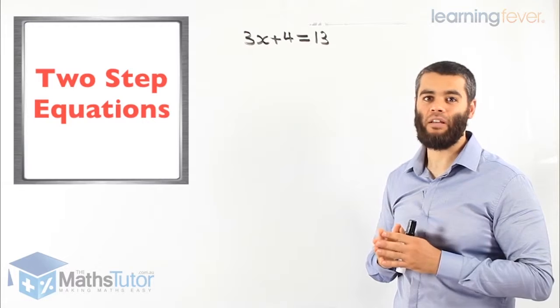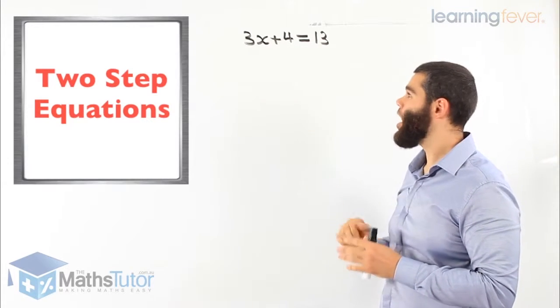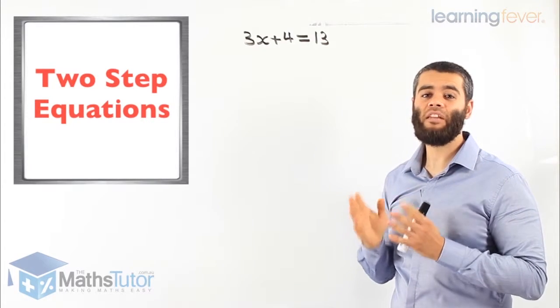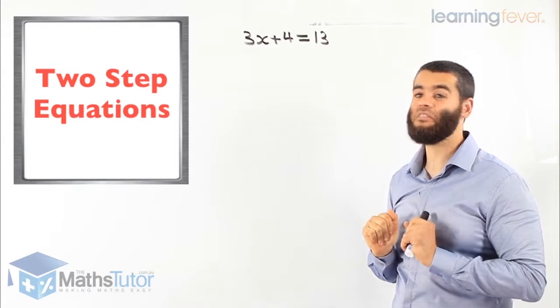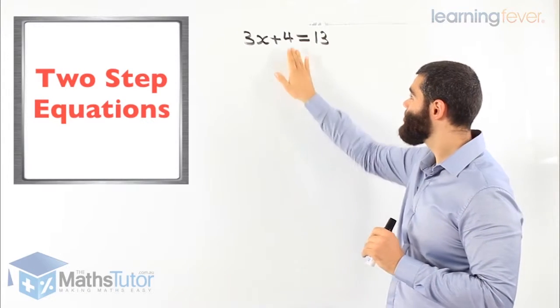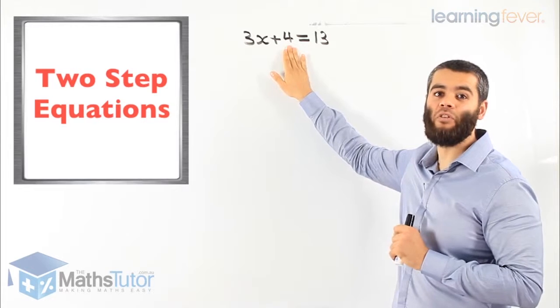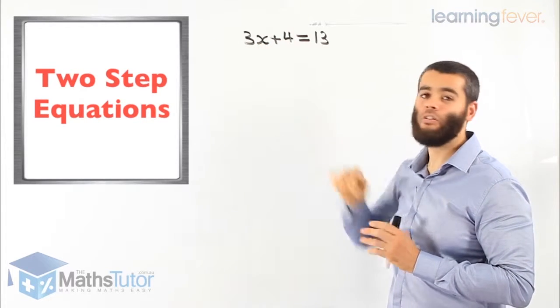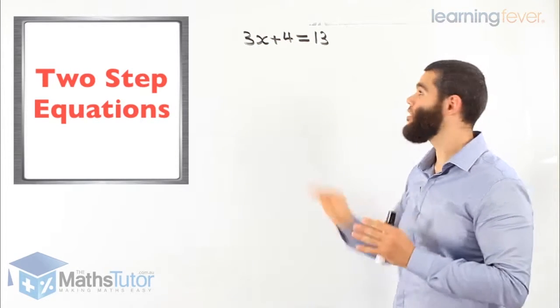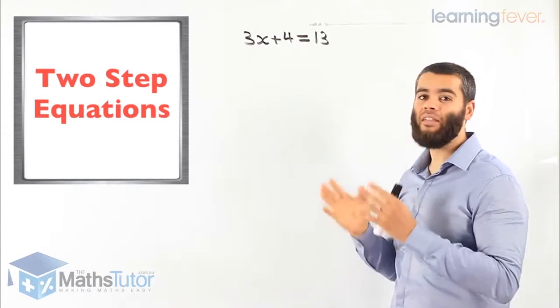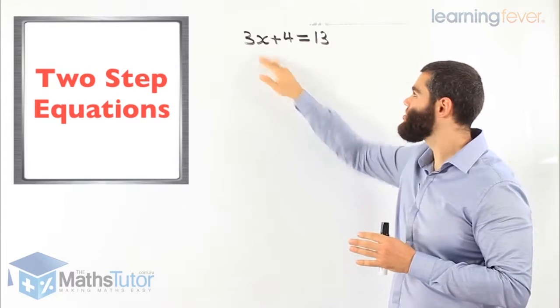I like to think of it this way. When I look at the equation, I want to get rid of the first one that is the furthest away from x. So the furthest one away from x is 4. We've got to start with that one first. Then we move on to the 3. So always start with the furthest numeral away from x and then move closer towards x.